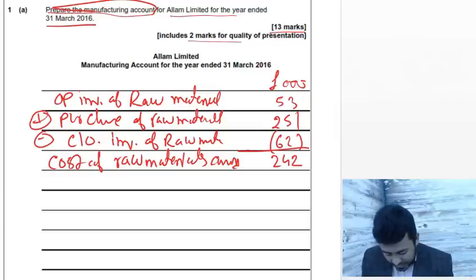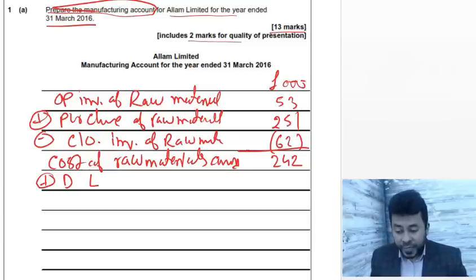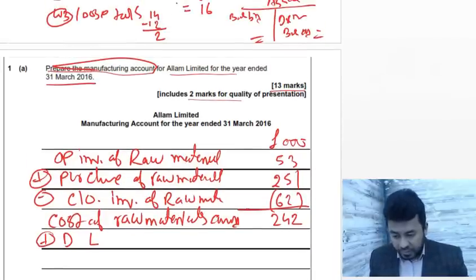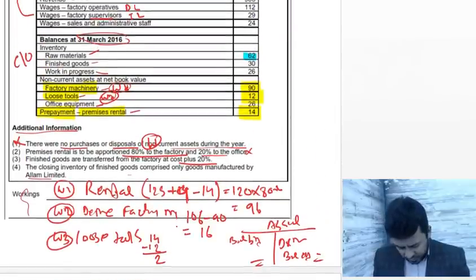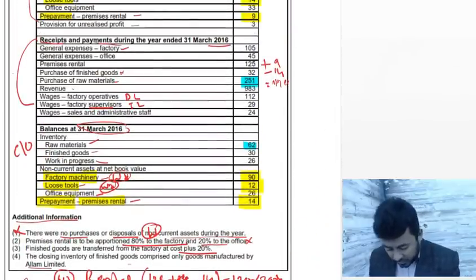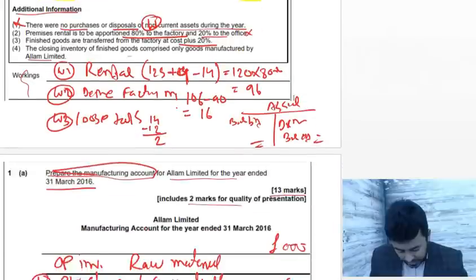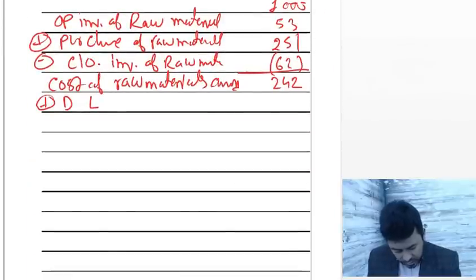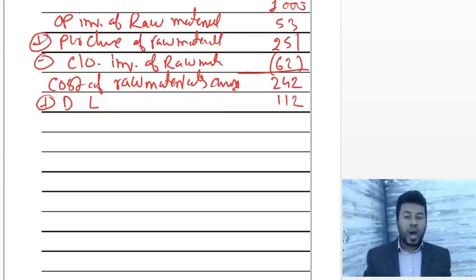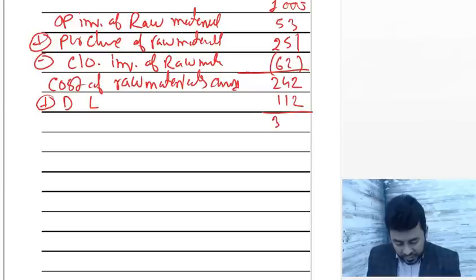Okay, plus direct labor. You see there is wages of, I'd say, 112. I've seen somewhere here, factory operative wages. Yeah, that's your direct wages. We will take into account, which is known as direct labor, 112. There is no direct expenses. Could be royalties, a very popular one. Direct expenses, there is none. Add up these two, you get 354. That's your prime cost.